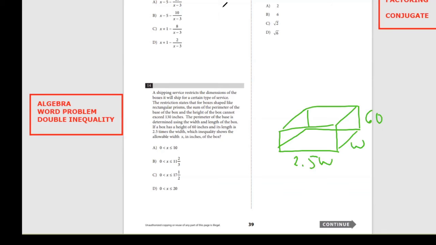Okay, kind of unusual restrictions on the box. But I just quickly drew the facts that we're given. The height is 60. The width I'll just write as W, but they used X, so I'm going to change that W right now to an X. And so these are really the dimensions of the box. This is the base, which would be X by 2.5X.